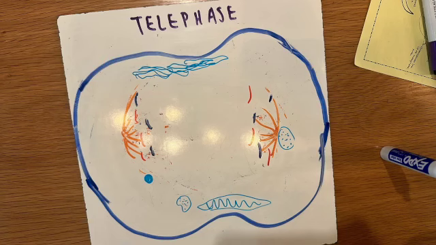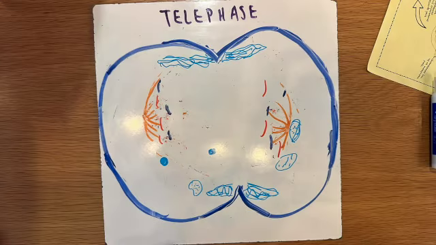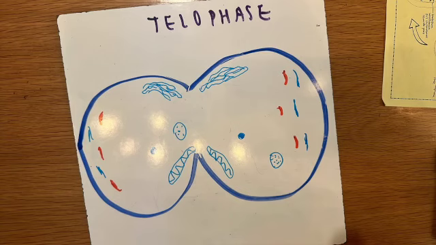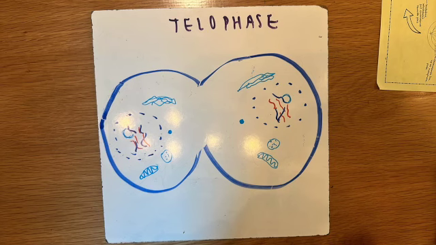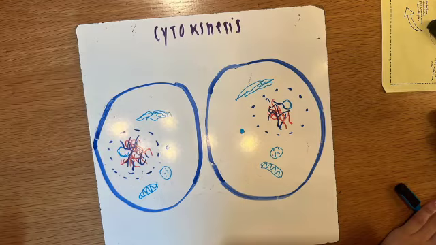In telophase, the mitotic spindle is broken down, 2 new nuclei are formed, and the nuclear membrane and nucleoli reappear. The chromosomes decondense back into chromatin. Finally, in cytokinesis, the division of the cytoplasm forms 2 new identical daughter cells, completing mitosis.